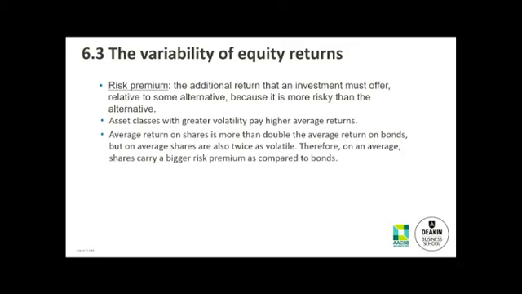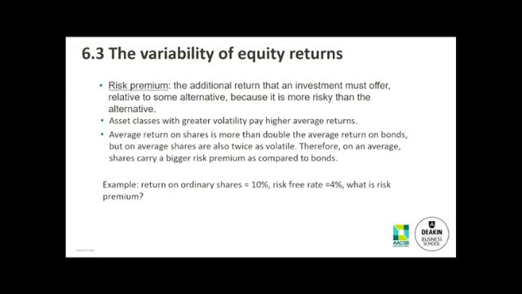Now, after talking about the risk premium, let's talk about return and risk. Asset classes with greater volatility pay higher average return. The average return on shares is more than double the average return on bonds. But on average, shares are also twice as volatile. Therefore, on average, shares carry a bigger risk premium compared to bonds.